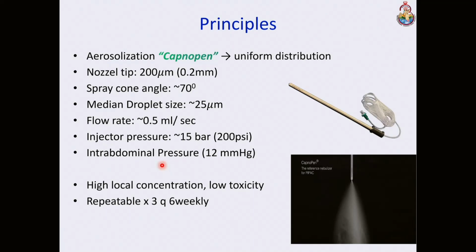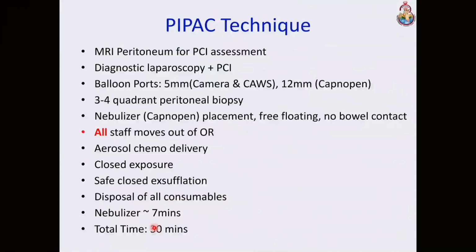So the advantage here is that you are giving high local concentration with very low systemic toxicity. And the other part which is very good is that it can be repeated at least 3 times after a 6-week interval. So how we do it, I will show you in the dry demo also, but just a brief. We need to stage the PCI assessment, preferably with an MRI, and do repeated MRIs to assess the disease progression or regression.